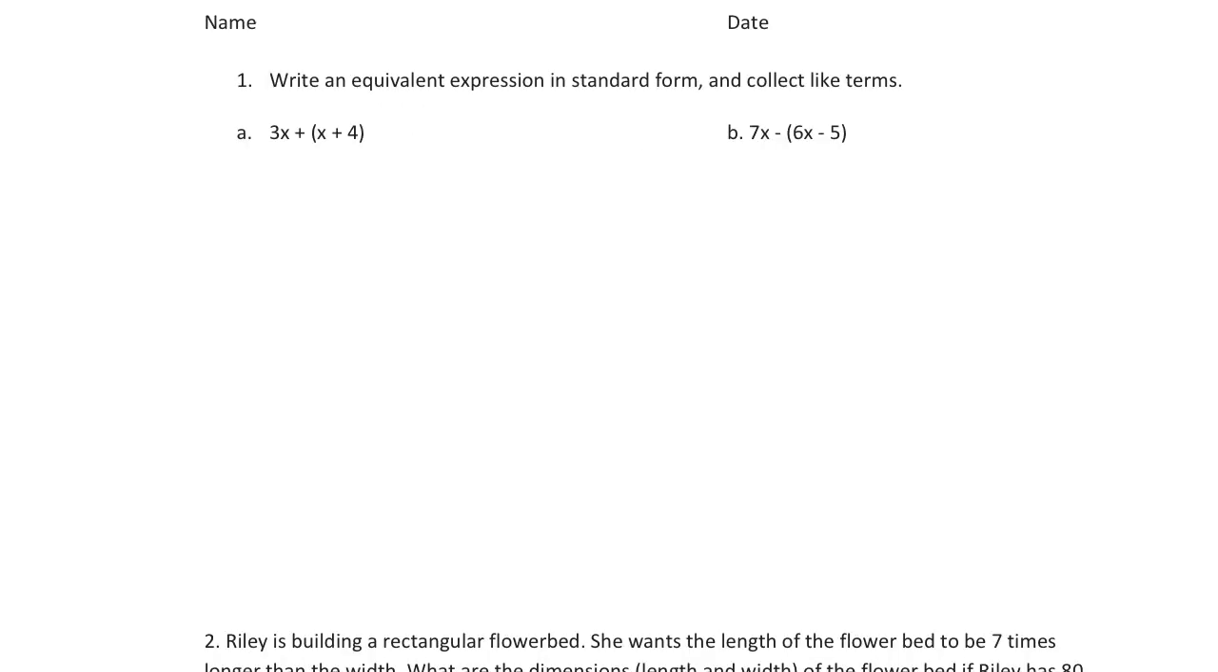Number 1, write an equivalent expression in standard form and collect like terms. We're going to be following these directions for both A and B. So for A, I have 3x plus (x plus 4). Because I see parentheses, that means multiplication. So now I'm going to be distributing our addition sign to the values in my parentheses.